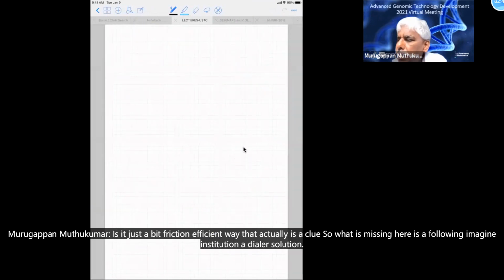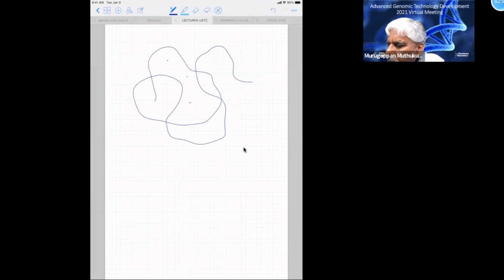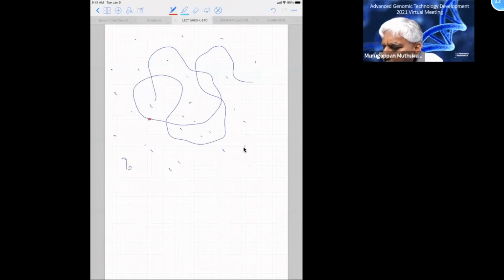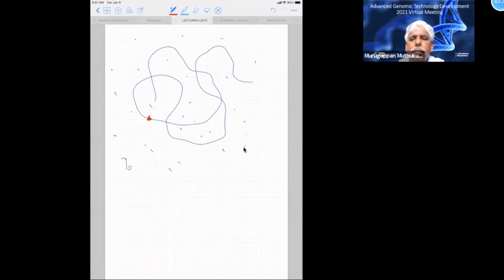So what is missing here is the following. Imagine a situation in a dilute solution like this. Your chain is like that. This is in a solvent, in a solvent of viscosity eta naught. So let's imagine a scenario where this monomer is moving. When the monomer is moving, it creates a force in the fluid.